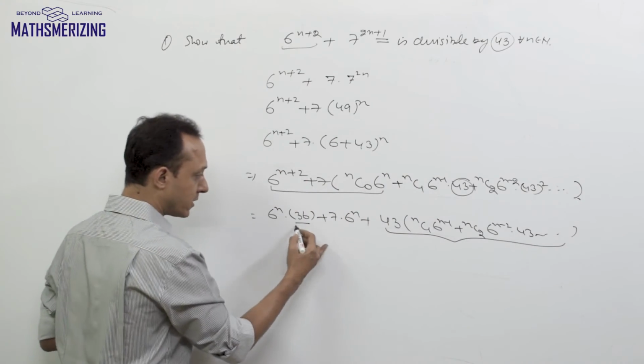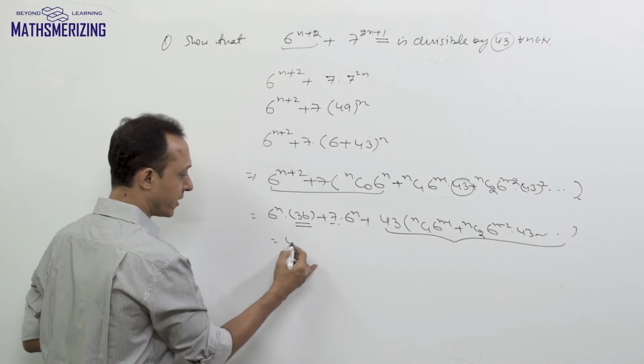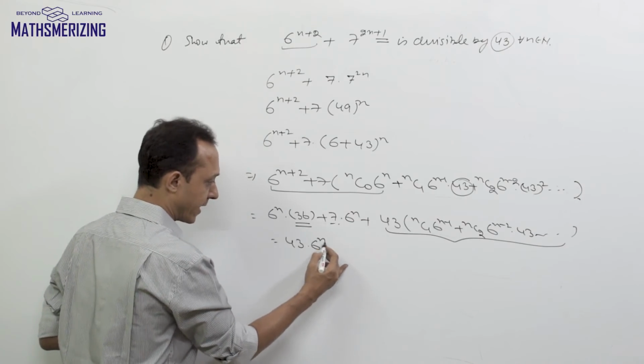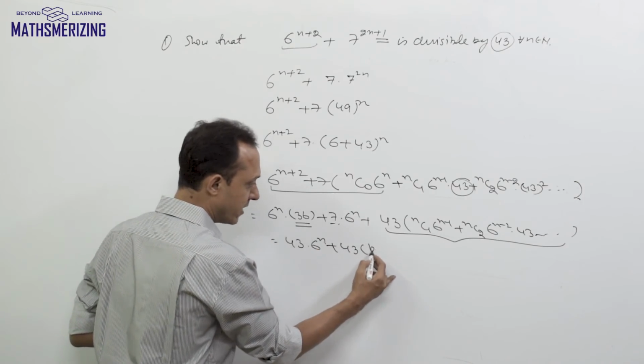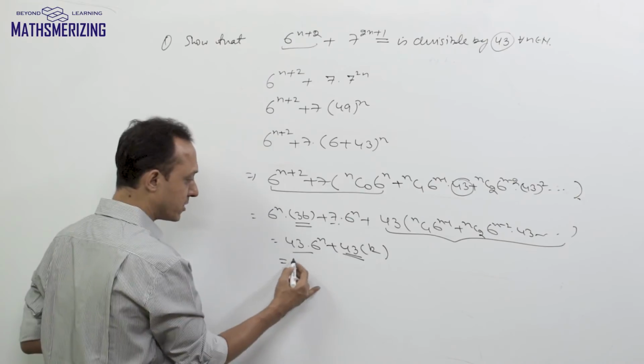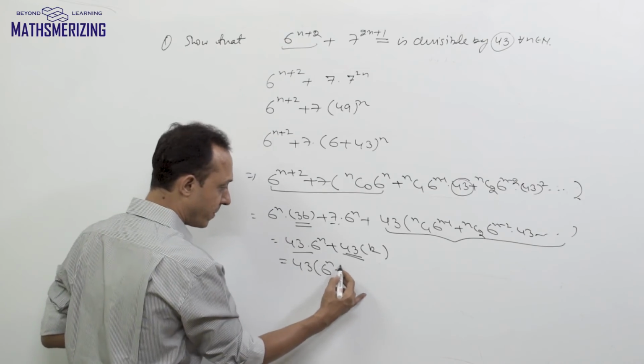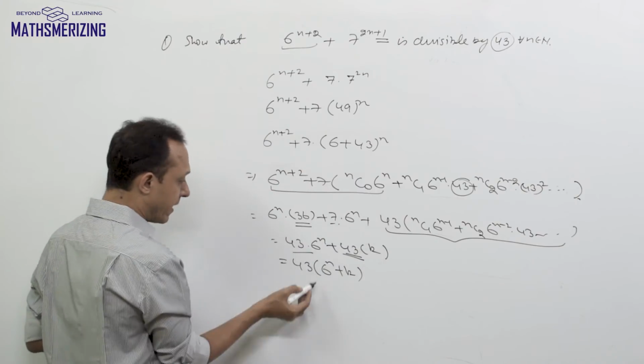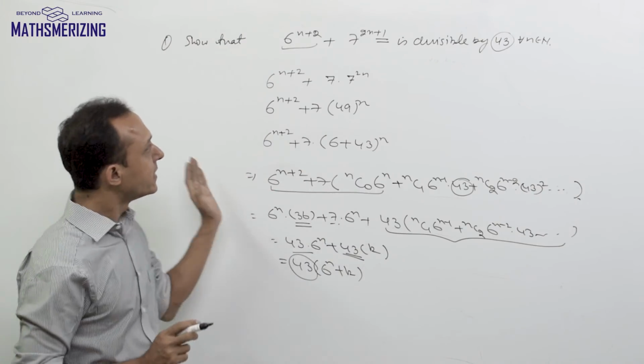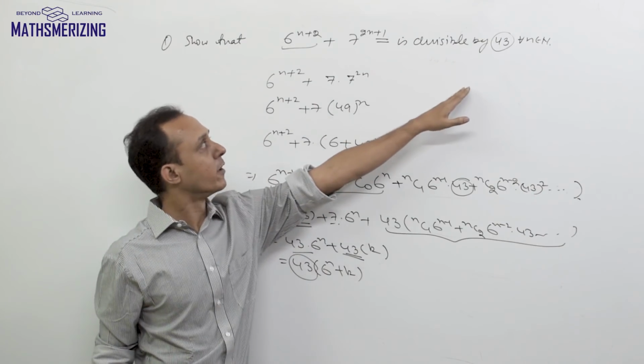Now what about this one? 36 plus 7, which again is 43. So this is 43 into 6^n plus 43 into some integer k. So I can take 43 common. So this is 43 times (6^n + k). So this number is a multiple of 43, and hence it is divisible by 43.